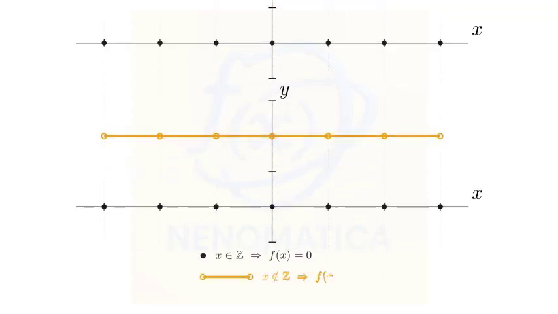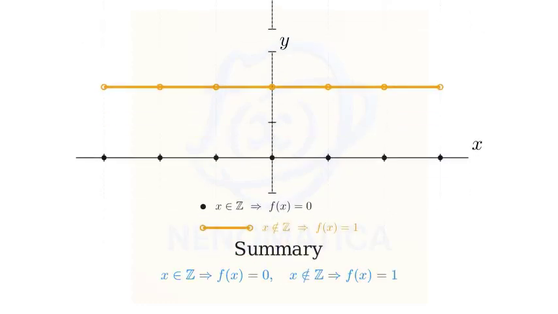Here is a simple legend to lock in the idea. Summary: when x is an integer, ceiling equals floor, and f of x equals 0. When x is not an integer, the ceiling is exactly 1 more than the floor, so f of x equals 1.